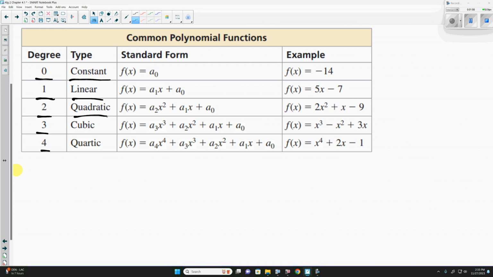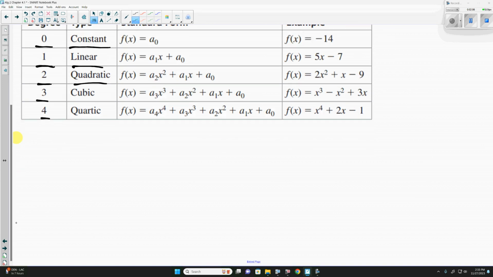2 is a quadratic, which is what we covered in chapters 2 and 3. So the biggest exponent is 2, our x squared, making it a quadratic. Cubic and quartic. This is the first time we've covered these this semester, this year. A cubic, x to the third, is our variable with the biggest exponent, which makes it a cubic. X to the fourth is our quartic, x to the fourth being the biggest exponent. Questions on these here?